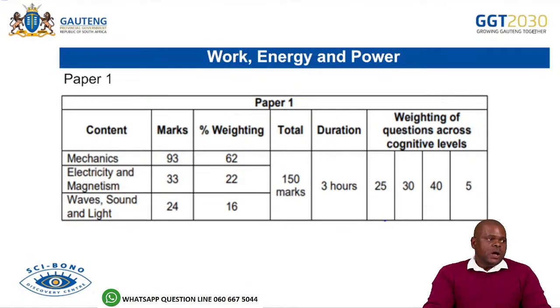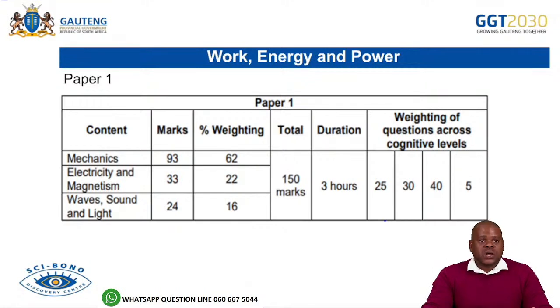Okay, we continue with the structure of the paper. The paper has section A and section B. Section A, which is multiple choice questions, and then section B is structured or long questions. We have 10 multiple choice questions. Each multiple choice question is 2 marks. That means the multiple choice questions are out of 20 marks. And then section B, which is structured and or long questions, takes 130 marks.